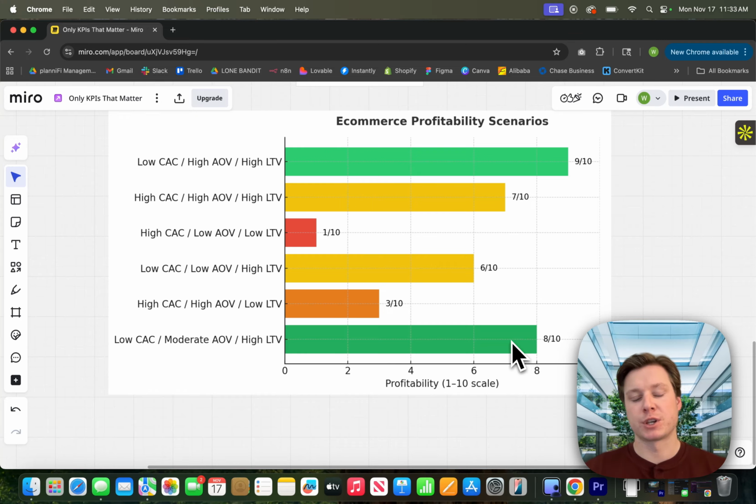This is the second best one. So given all that, you obviously want to get as close to this first one as you can with a low CAC, high AOV, high LTV. But as you can see, even if you have a moderate AOV and a high LTV, it takes care of you. Or even if you have a high CAC, I think this is the most relevant one for a lot of brands. CACs are really high right now, and they're only getting higher. And so as long as you combat that with a high AOV and a high LTV, you're going to be okay. 7 out of 10, it's not bad.